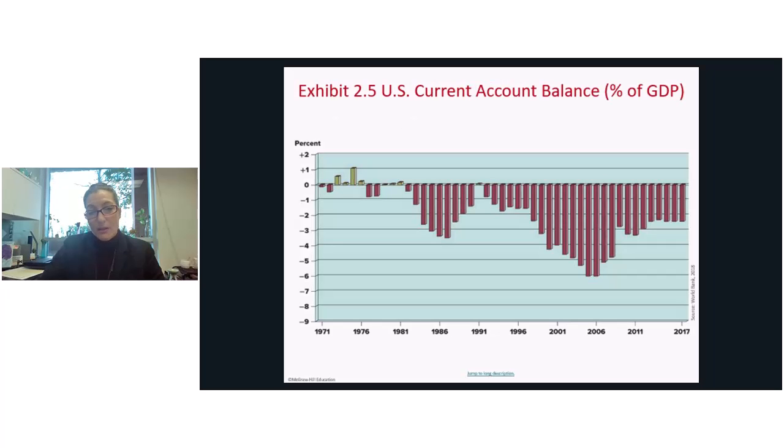Here's a graph telling us about the current state of the current account balance as a percentage of GDP. You can see in 2008 is roughly where we had an issue, and in 2017 it was at negative 2%, and now we are at more like negative 3%.